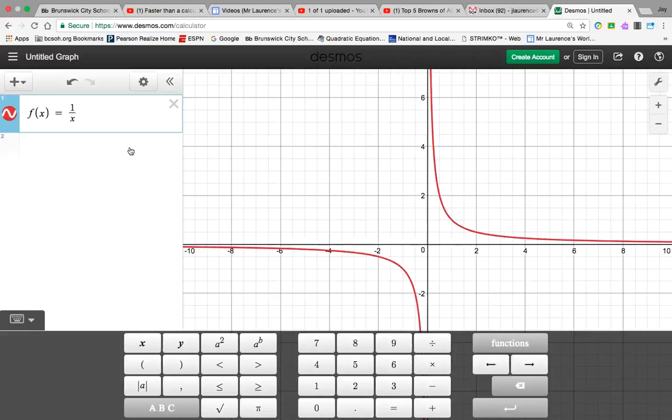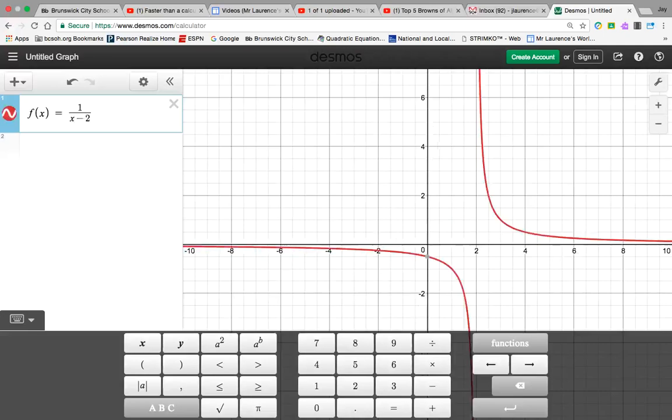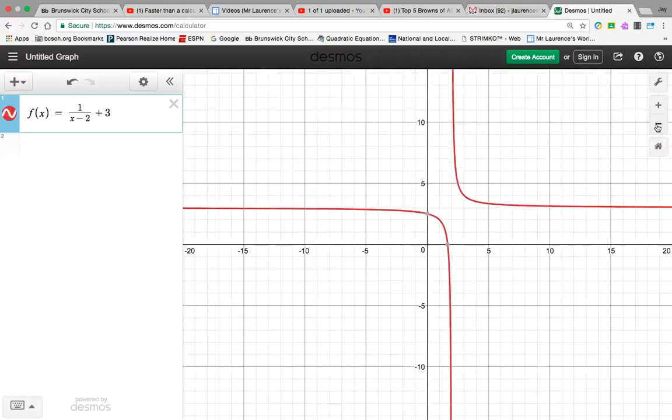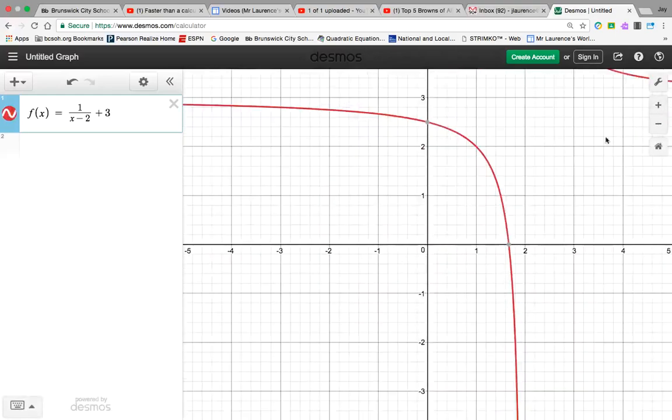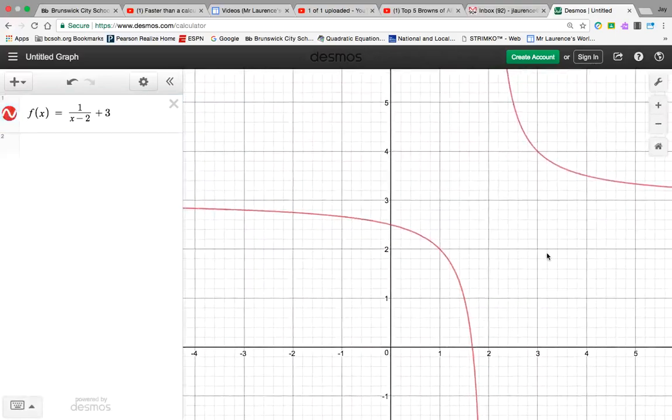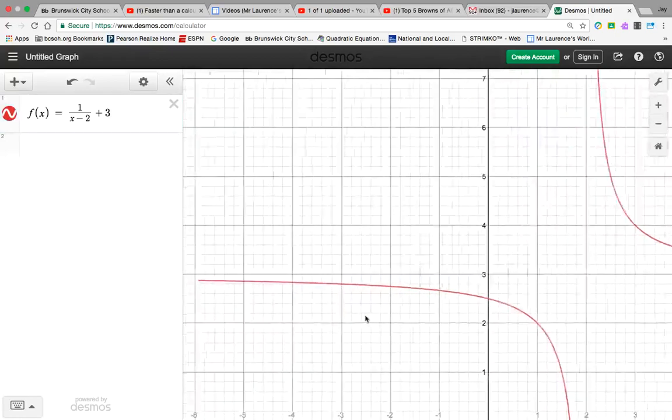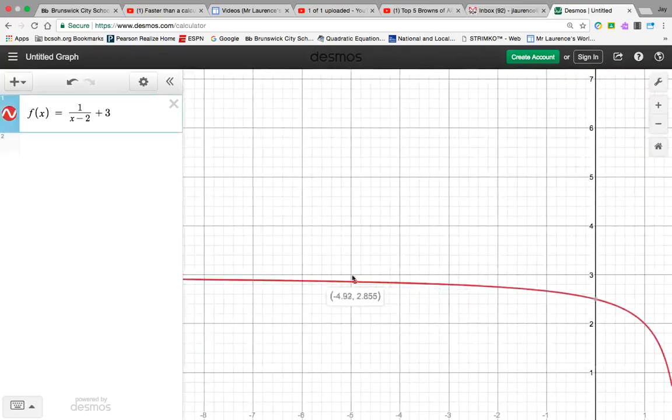Okay, well, how about if I did this? How about if I had minus 2? Ooh, look at that. The one asymptote shifted. Let me go plus 3. There we go. We've got two different asymptotes going on here. Let me zoom in, see if I can't see things better. Okay, so it looks like there's an asymptote going on, a horizontal asymptote at 3. See how it's getting close to 3?